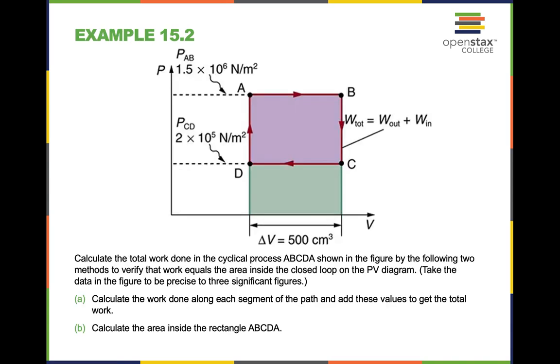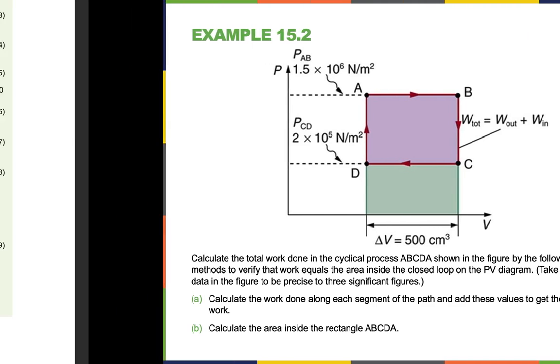So for this example, we have to calculate the total work done in a cyclical process A, B, C, D, A, shown in the figure by the following two methods to clarify that work equals the area inside the closed loop for a PV diagram. Take the data in the figure to be precise to three significant figures. So first, we have to calculate the work done along each segment of the path and add these values to get the total work.